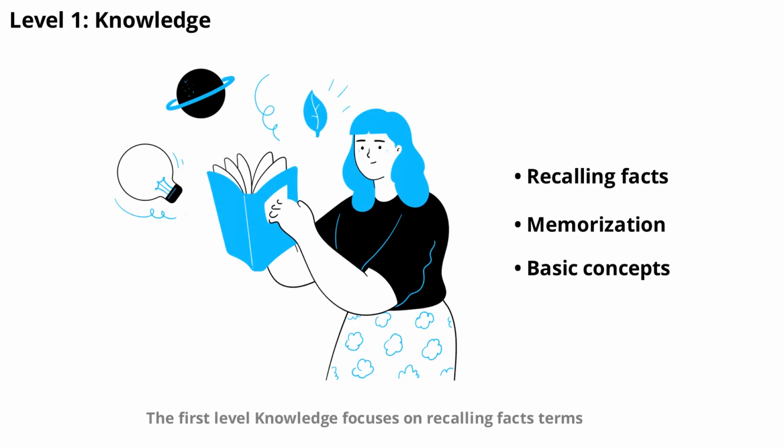The first level, knowledge, focuses on recalling facts, terms, and basic concepts. At this stage, learners are expected to remember information without necessarily understanding it. Examples include memorizing dates, definitions, or formulas. This foundational level is crucial because it provides the building blocks for more complex learning.